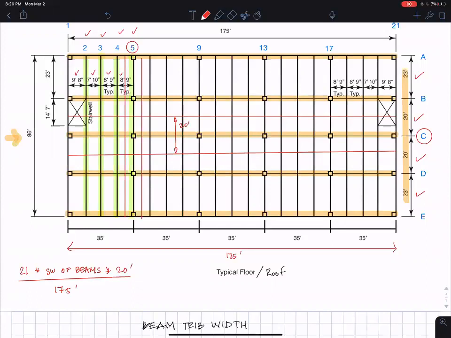If the green beams weigh, let's say, I'm going to make this up, 300 pounds per foot, this would be 21 times 300 times 20, all divided by 175. That will add 720 pounds per foot, or 0.72 kips per foot. The last thing we need to do is figure out how much these beams weigh per foot.